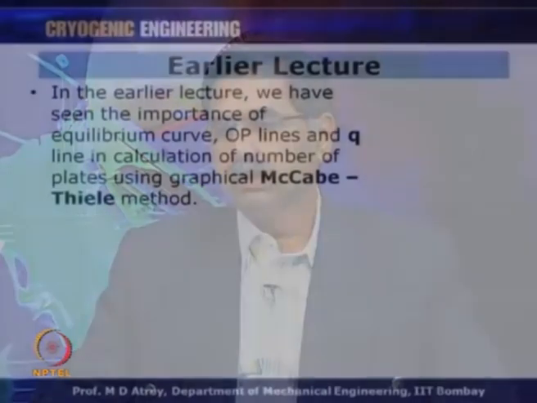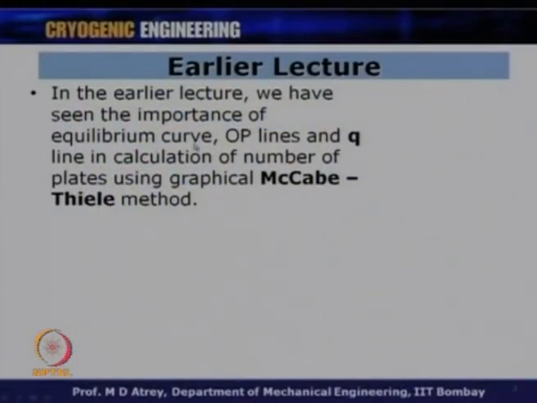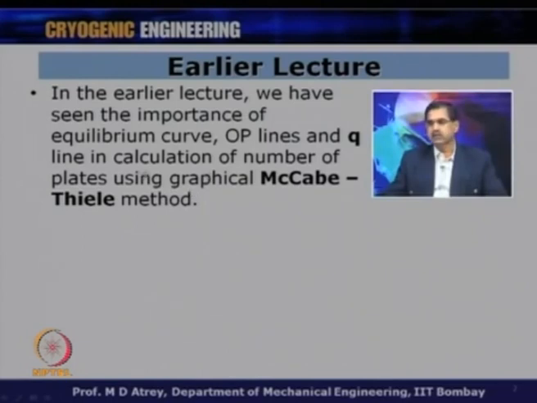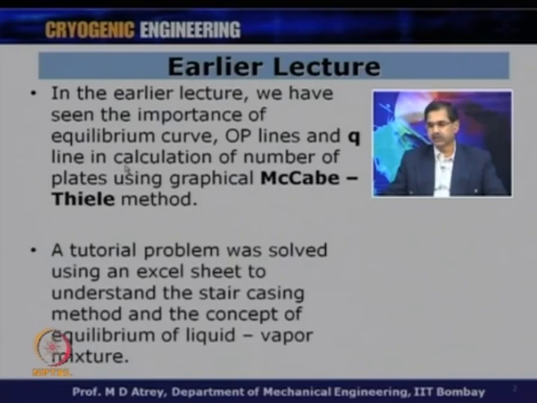So, in the earlier lecture, we have seen the importance of the equilibrium curve, operating lines and Q line in the calculation of the number of plates using the graphical McCabe-Thiele method. As I pointed out earlier, what is most important is to know the equilibrium curve, which is given data for a given composition of the feed and the pressure. What is important is to calculate the equations of the operating lines, plot them properly, and also the Q line, and then do the staircasing methodology to calculate the number of theoretical plates both in the enriching section as well as in the stripping section.